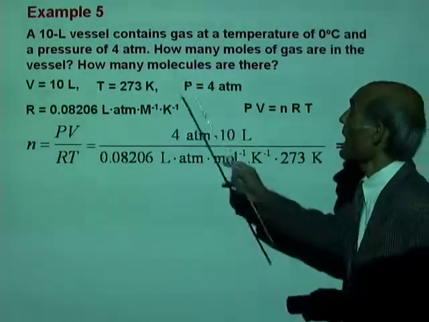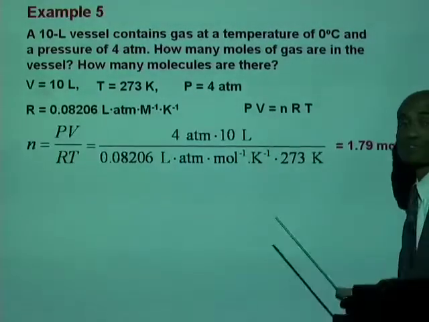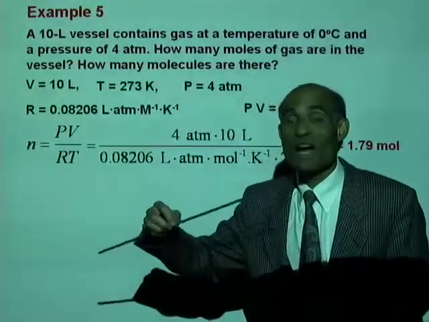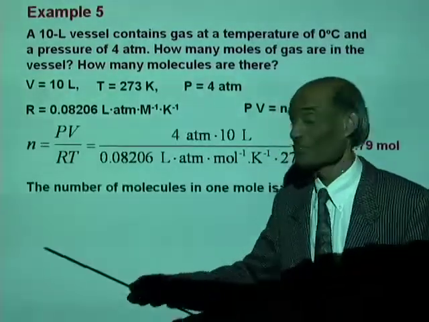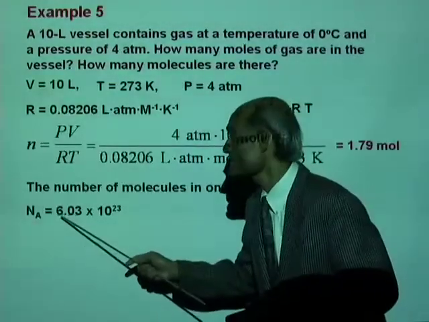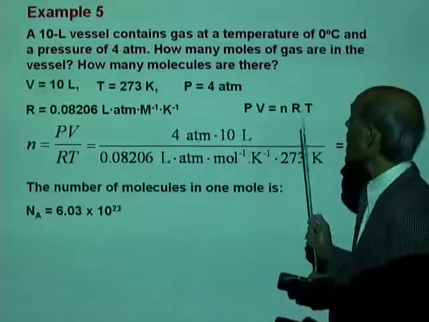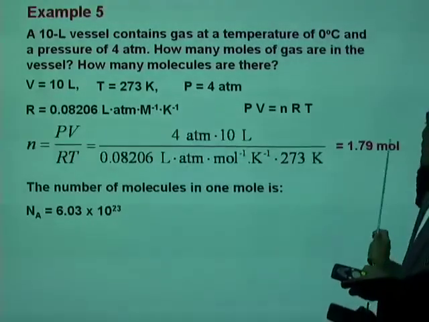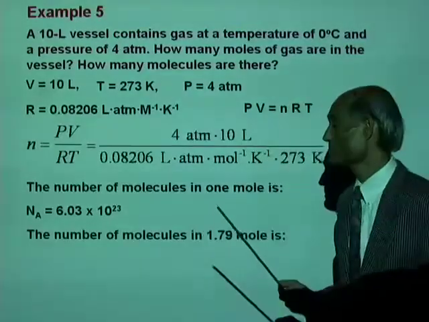Okay? How many molecules are there? If you know the number of moles, what do you do to find the number of molecules? Multiply that with the Avogadro number, the number of molecules in a mole. So the number of molecules in 1 mole is the Avogadro number, 6.03 times 10 to the 23 molecules. Therefore, the total number of molecules will be the number of moles multiplied by the number of molecules per mole.